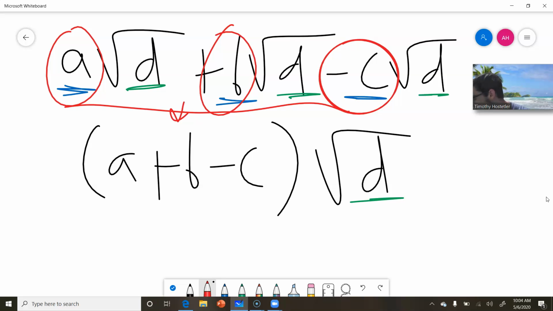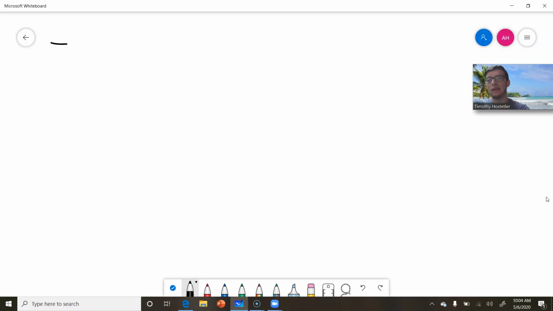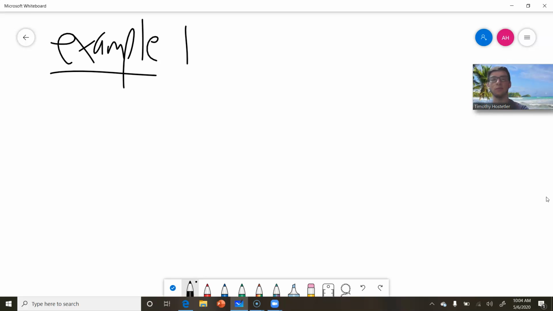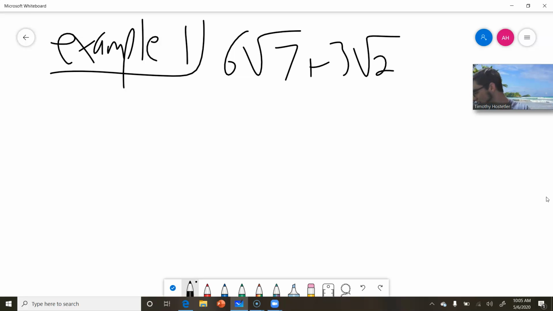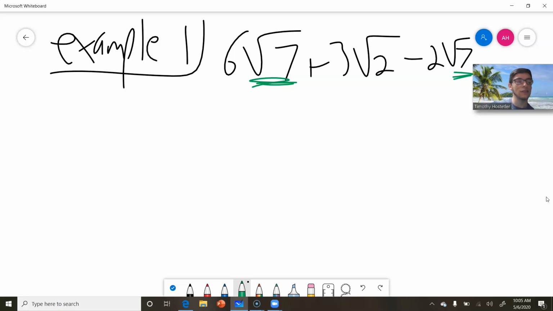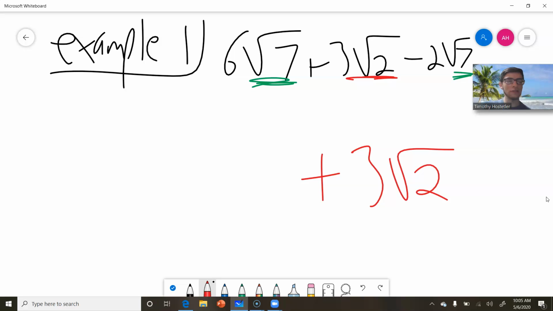Okay, so let's do an actual problem like that. Near the top, you see example 1. It says 6 times the square root of 7 plus 3 times the square root of 2 minus 2 times the square root of 7. Now what we have to do, it's like terms, like a variable. We have to say which ones have matching things in the square root. This one I'm underlining in red doesn't have any matching, so he's going to stay the same. He just comes down as plus 3 times the square root of 2. Nothing's going to happen. He has no partners.